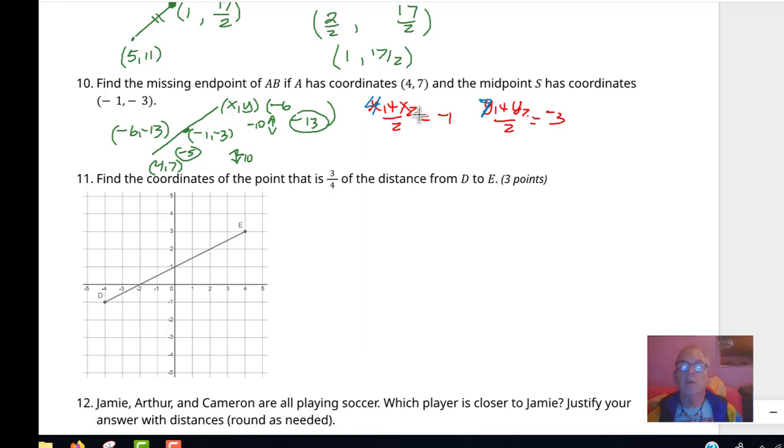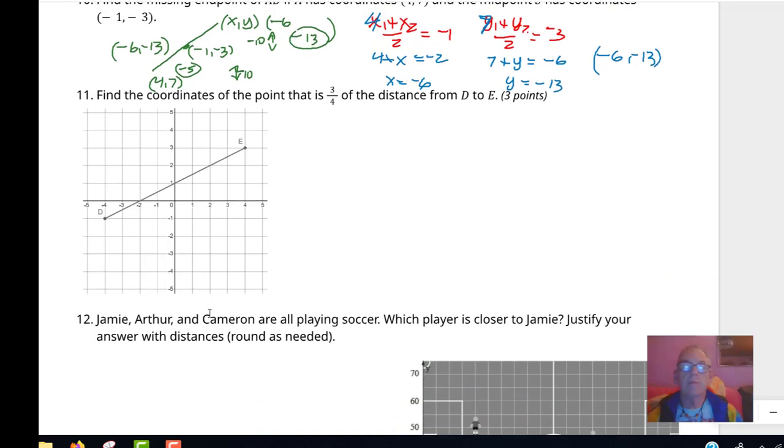So 4 plus x divided by 2 equals negative 1. Multiply both sides by 2. We get 4 plus x equals negative 2. Then I'm going to take 4 away from both sides. X equals negative 6. And over here we have 7 plus y over 2 is equal to negative 3. Multiply both sides by 2 to get rid of the denominator. 7 plus y equals negative 6. Take 7 away from both sides. Y equals negative 13. So we get the coordinate of the endpoint as negative 6, negative 13 using the formulas.